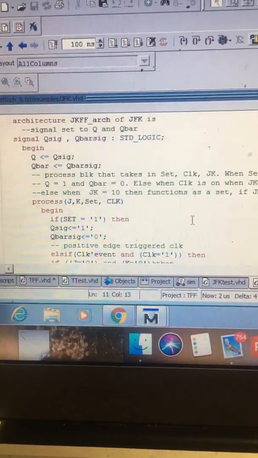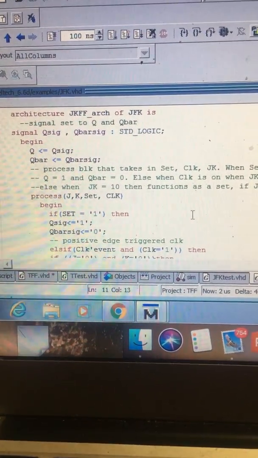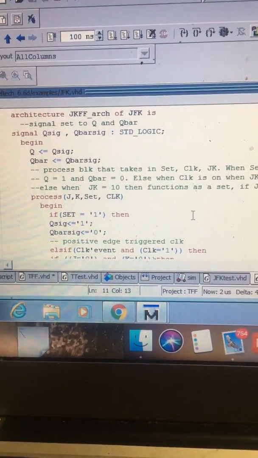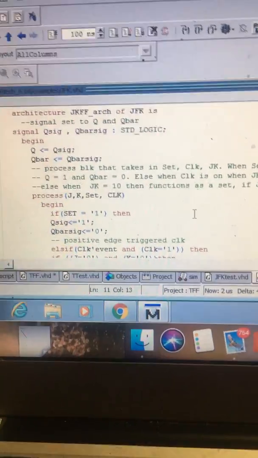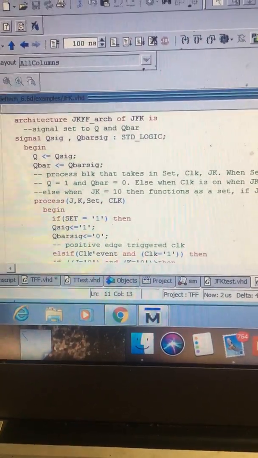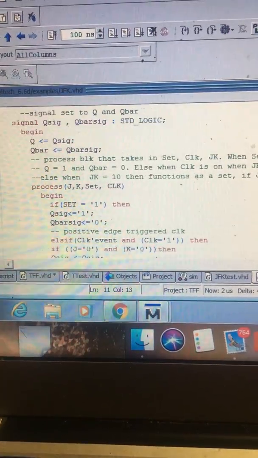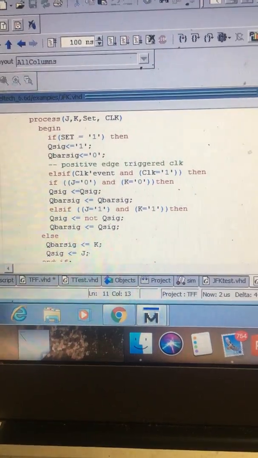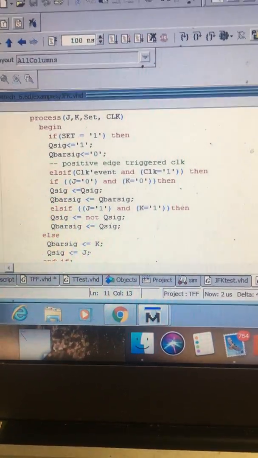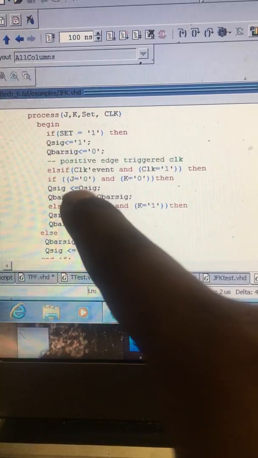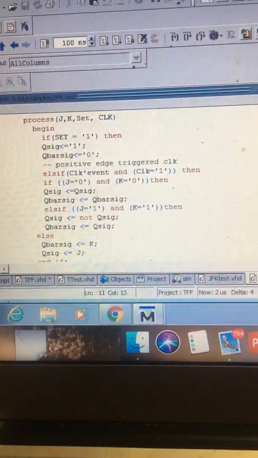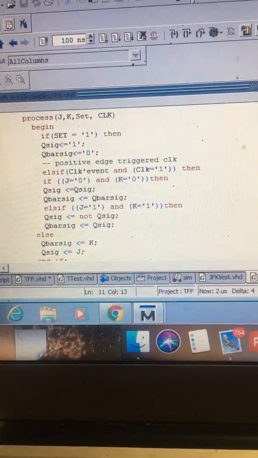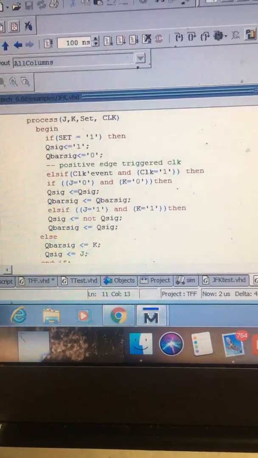When set is 1, then Q and Qbar act as a set function. So Q is set to 1 and Qbar is set to 0, and that's regardless of what the clock says and what the inputs are. And so when the clock is on and when set is off, if J and K are both 0, it works as a hold. So Q and Qbar remain whatever they were in their previous states.